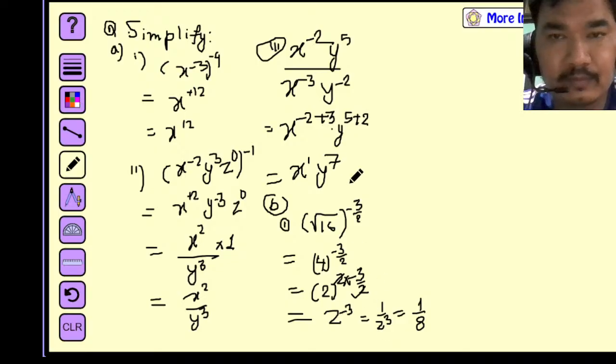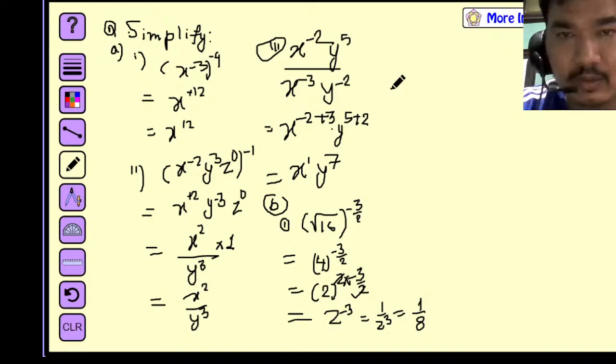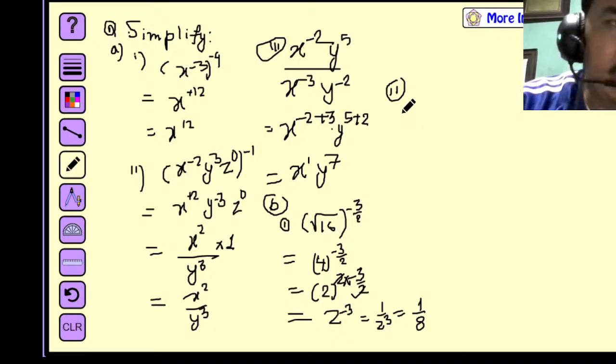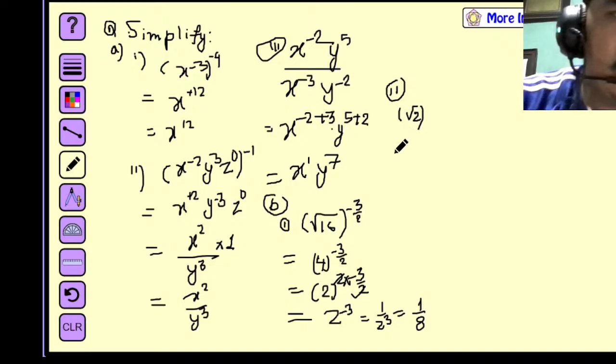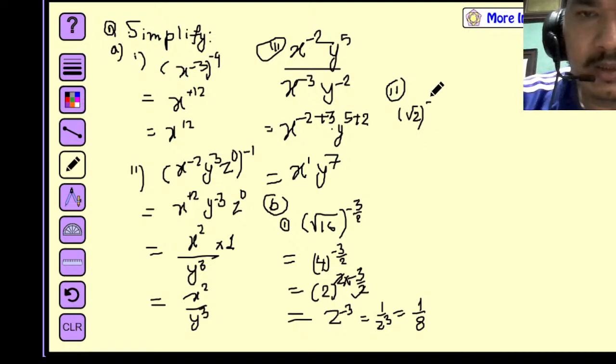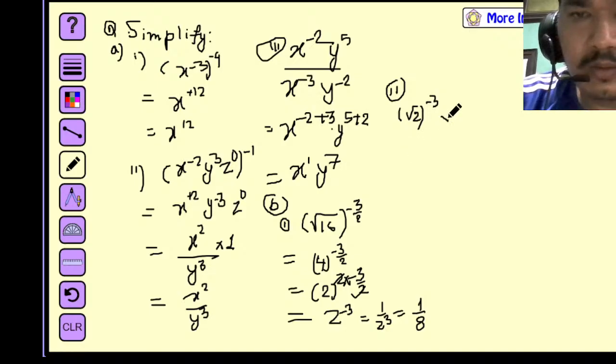Next question. And of this B type, I am going to solve here, this is number 2, B2. The question given is square root 2, then its whole power is minus 3, and next one is given also square root 2 with power minus 3.